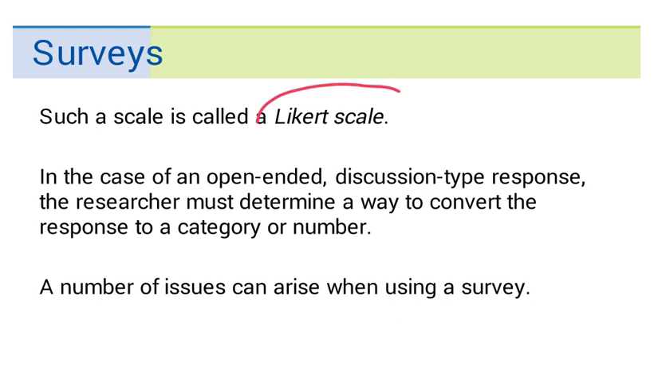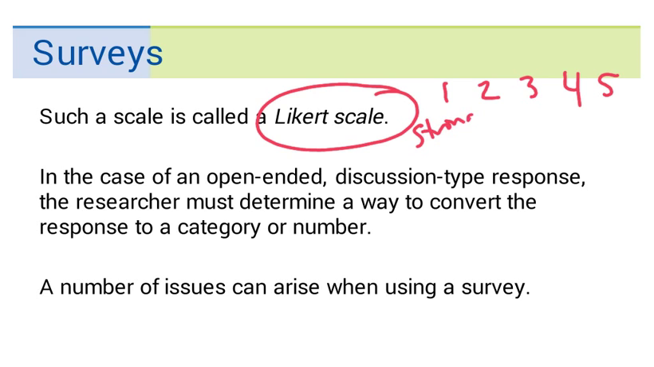When we use a scale like that, that's called a Likert scale, where we have some number of choices, from strongly disagree all the way up to strongly agree. Okay, that's called a Likert scale. It's a common way of surveying people. All right.